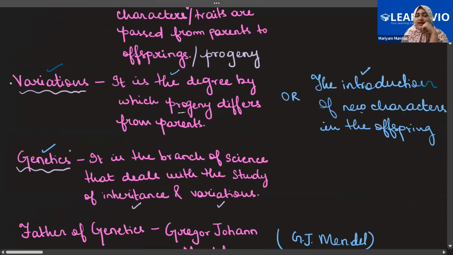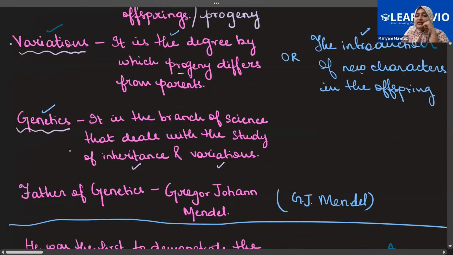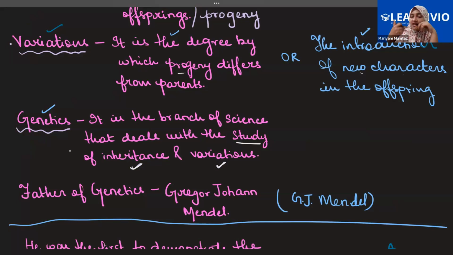Now, talking about genetics, it is that branch of science that deals with the study of inheritance and variation. This is a different branch of science all on its own. Just like how we have botany, that is plant science, and zoology, that is animal science, this is the science that deals with how inheritance happens and how variations happen.